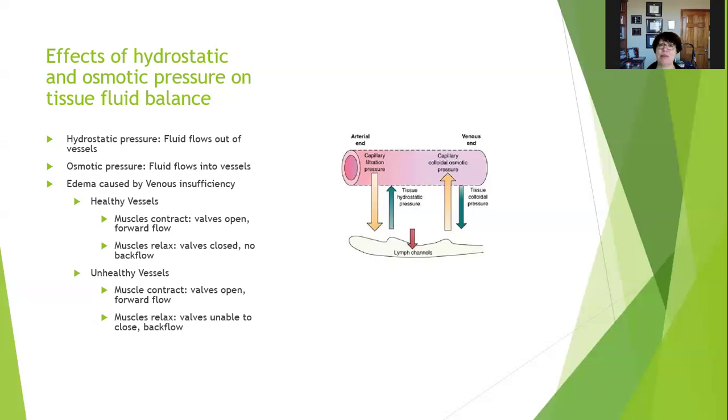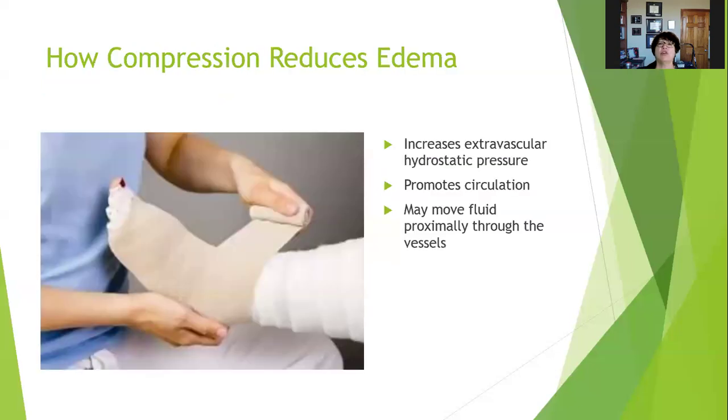It's not going to be taken up by the lymph, and it can result in edema. So venous insufficiency puts a monkey wrench in the works. So compression reduces edema by increasing extravascular hydrostatic pressure. It promotes circulation, and it may move fluid proximally through the vessel. So it moves it from distal to proximal.